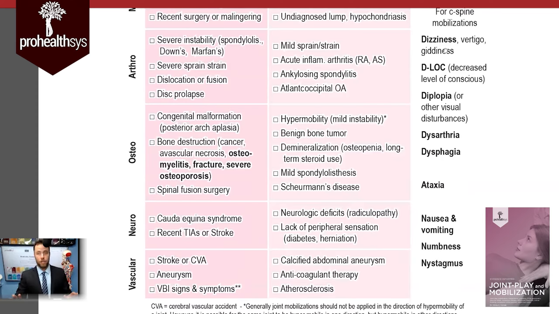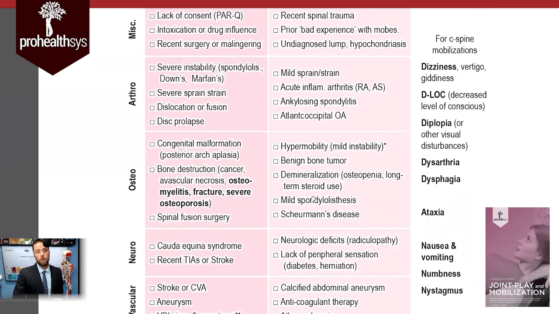In fact, tonight you should wake up, or before Monday, because there's going to be a quiz on Monday, you should wake up and be like, dizziness, dysphagia, diplopia, dysarthria, DLOC, ataxia, nausea, numbness, nystagmus, done. All right. And then the other vascular ones are going to be calcific abdominal aneurysm. You don't want to push too hard into the abdomen with those. Anticoagulant therapy and atherosclerosis may have you modify treatment potentially. So this is a fairly long list, fairly intensive, but are there any questions on that?